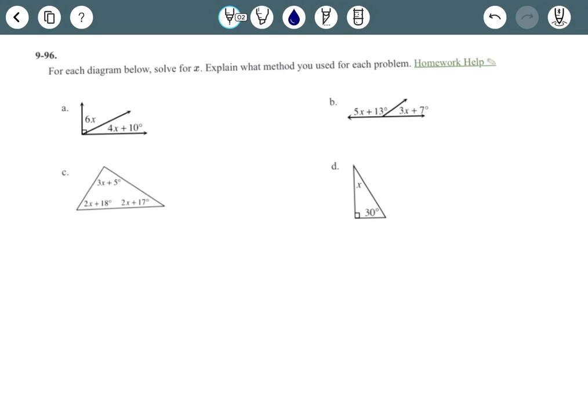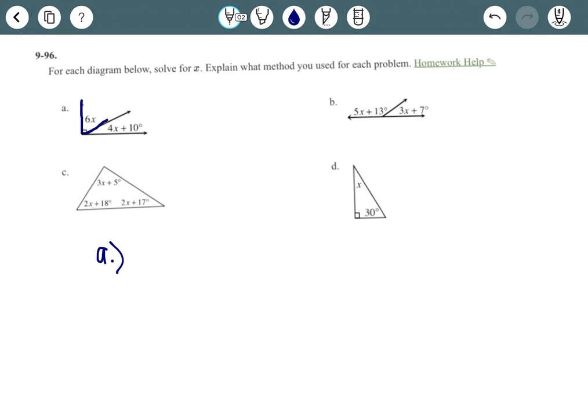Problem 996: for each diagram below, solve for x. Explain what method you used for each problem. All right, part A, we are solving for x, and I see here that this diagram gives me two angles.